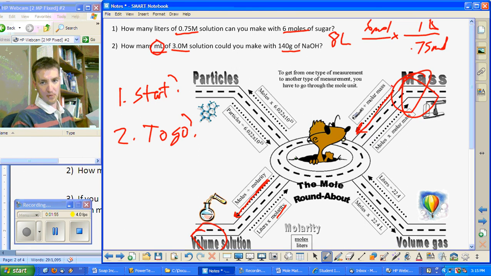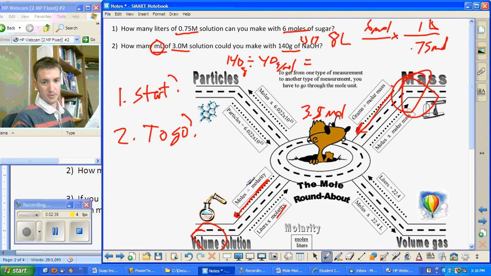So first off, we take the mass, 140 divided by the molar mass. So the molar mass of NaOH, Na is 23, OH is 17, so altogether that's 40. So 140 grams divided by 40 grams per mole, that'll tell us how many moles. So that ends up being, let me find this stuff better. Alright, that ends up being 3.5 moles. Okay, so we're right here, 3.5 moles.